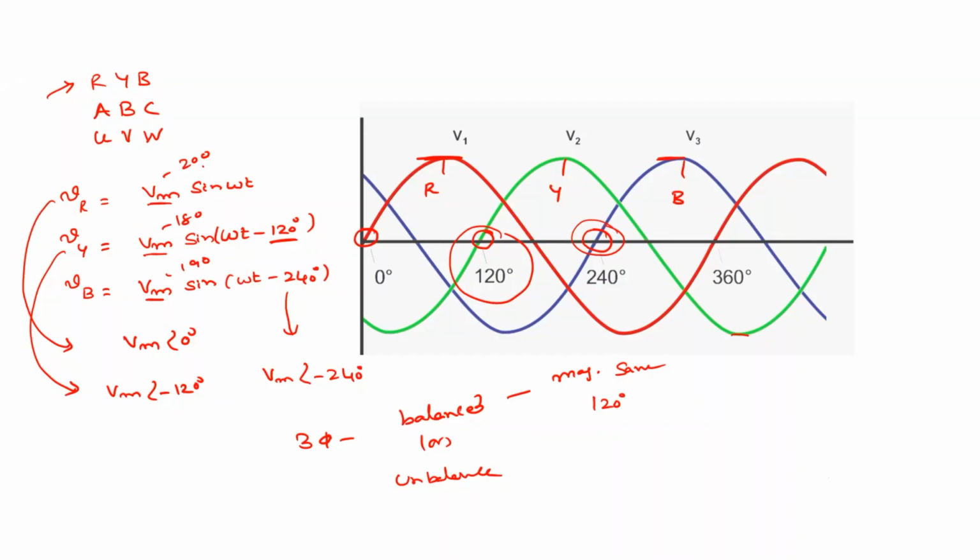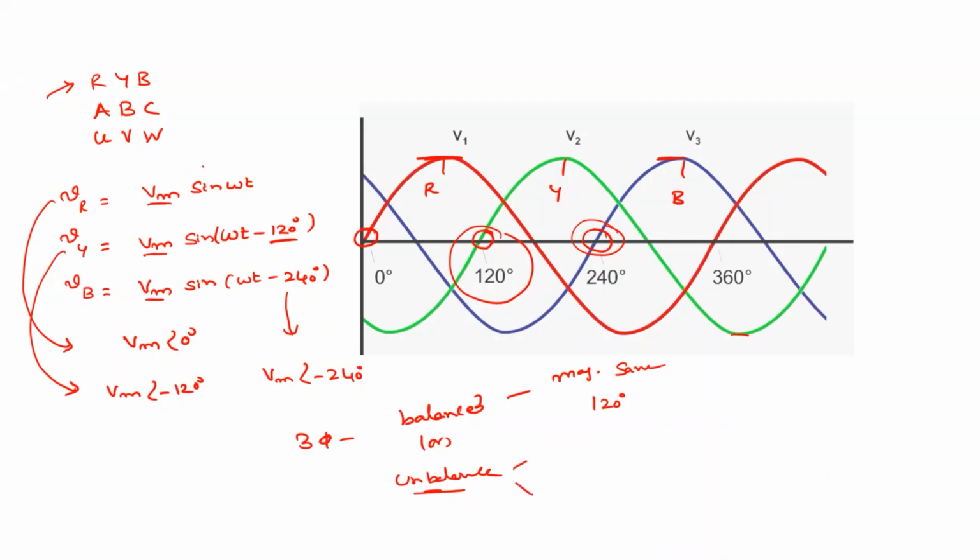But if the deviation is very large, for example one is 200 and the difference is 10 volts or 15 volts, then it is known as unbalanced. So there is a variation either in magnitude or in phase angle. That means exactly 120 is not maintained. Sometimes it may be 118 degrees or 117 degrees, something like that.